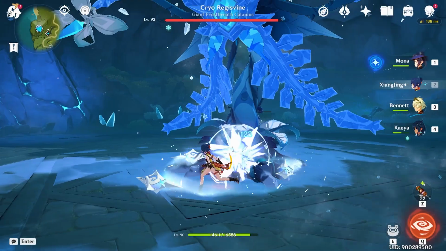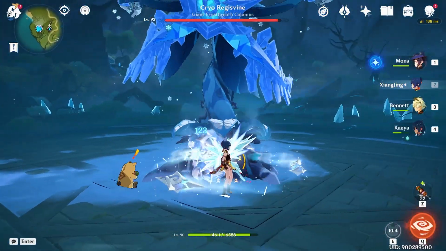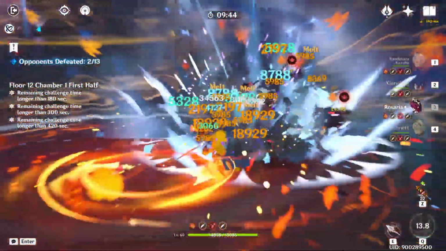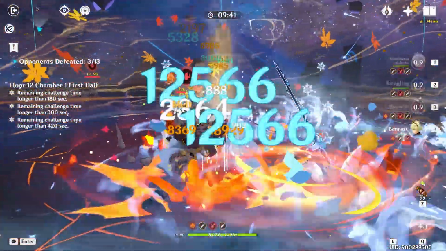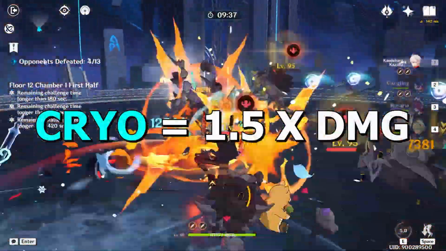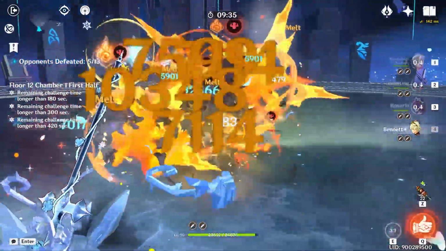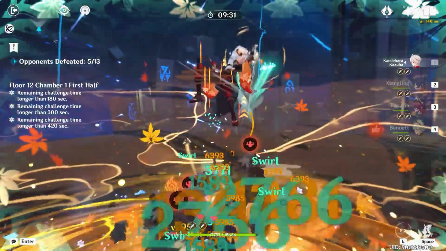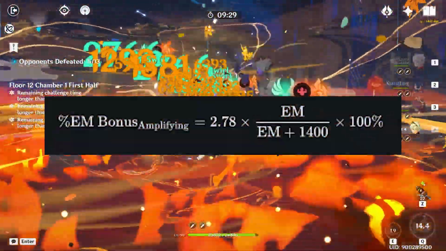Next is Melt. Melt is the elemental reaction triggered by inflicting Pyro on a target that is already affected by Cryo or vice versa. This reaction increases the damage of the Pyro or Cryo attack that triggers the reaction. If the reaction is triggered by a Cryo attack, the damage is multiplied by 1.5, and if the reaction is triggered by a Pyro attack, the damage is multiplied by 2. The level of elemental mastery can also increase the damage of Melt reaction by a certain percentage, same as Vaporize, as shown here.